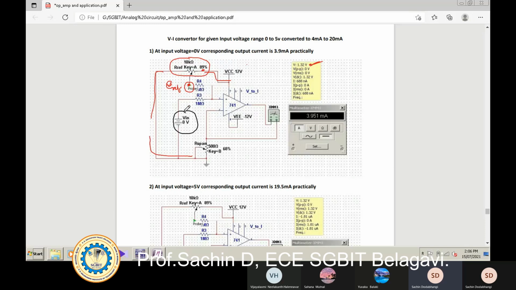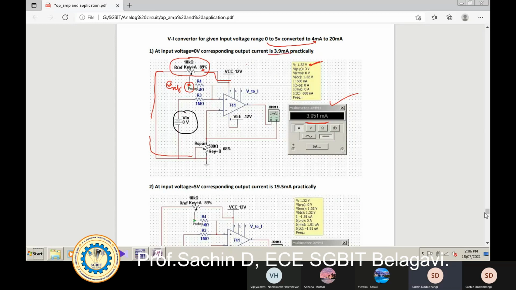For 0 input voltage, you can see the multimeter reading. If you zoom it, you can see the multimeter reading. Can anyone tell me what the multimeter reading is here? For the given 0 input voltage, the multimeter reading is 3.95 milliampere. Our design was for 4 milliampere, meaning I was supposed to convert 0 to 4, but I got 3.95 milliampere.